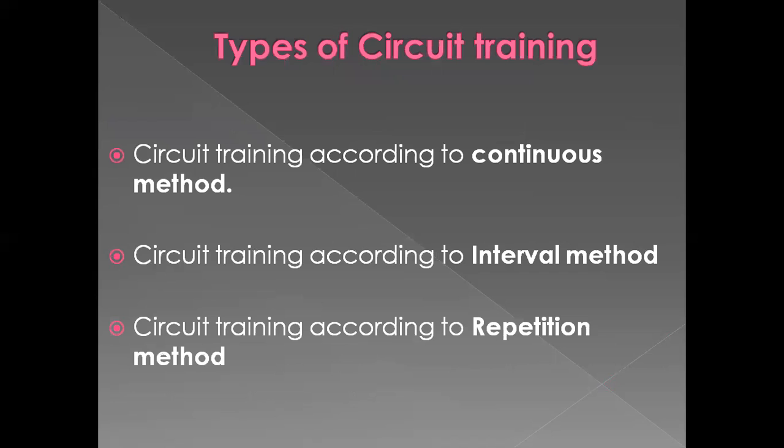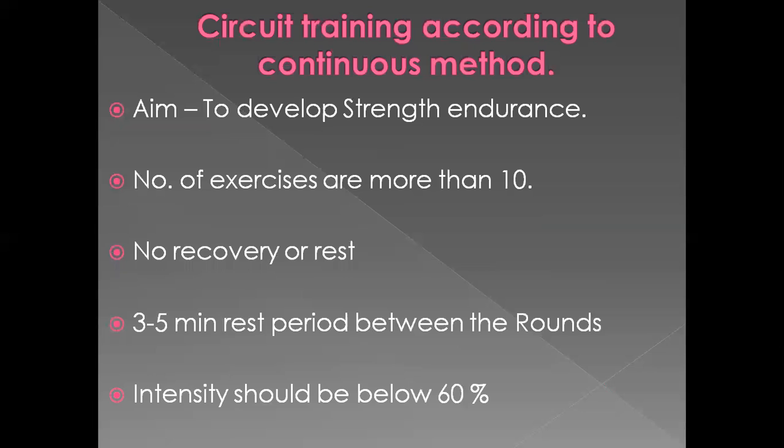This circuit training is of three types. They are circuit training according to the continuous method, circuit training according to the interval method, and circuit training according to the repetition method. Let's see circuit training according to the continuous method. It is used to develop strength endurance.